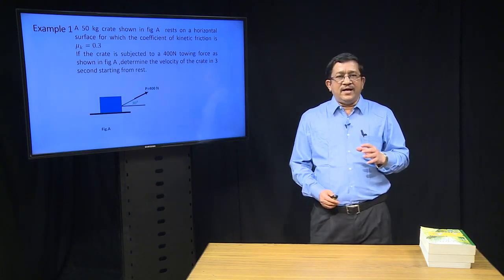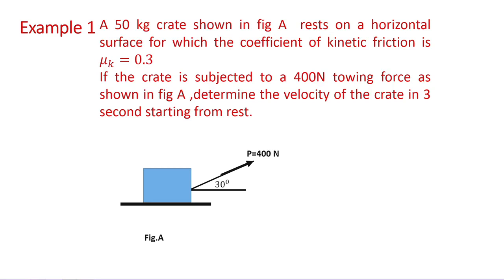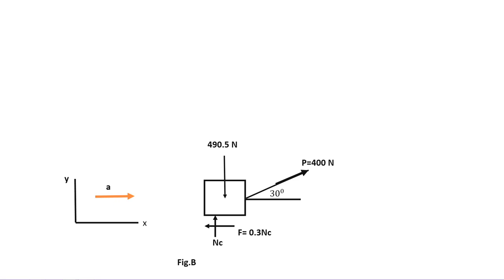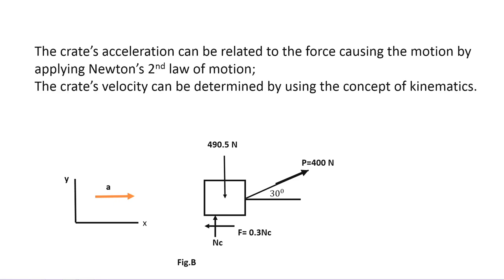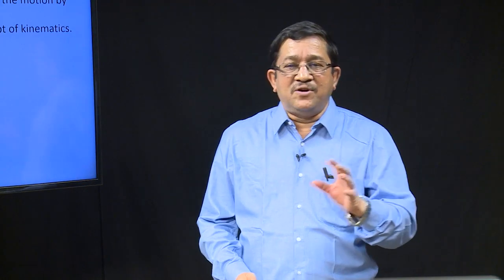Let us see figure A. This towing force P is equal to 400 Newton and it makes an angle theta of 30 degrees with the horizontal. Now, this is the free body diagram we draw, by applying the second law of motion. Let us first apply the concept of kinematics. To solve numericals related to kinetics, we must have knowledge of kinematics. That is why, before starting this module 10, you have to study module 9.